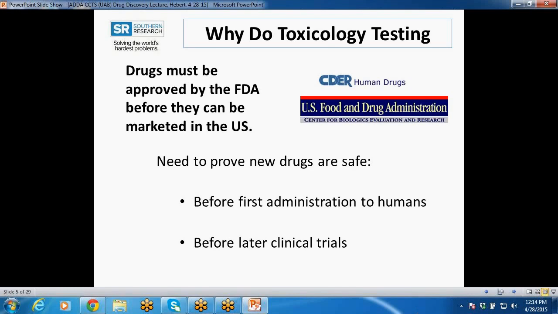Has this class talked about the different types of clinical trials? Yeah. Mm-hmm. So phase 1, phase 2. Toxicology testing continues not only during phase 1, phase 2, and phase 3 clinical trials, but it will also continue to some extent after approval of a drug for marketing, after the drug begins to be sold.